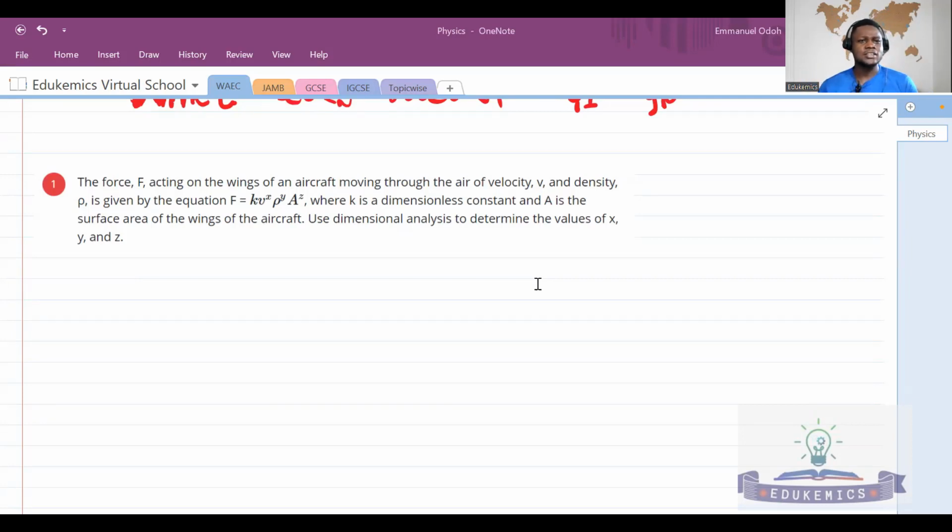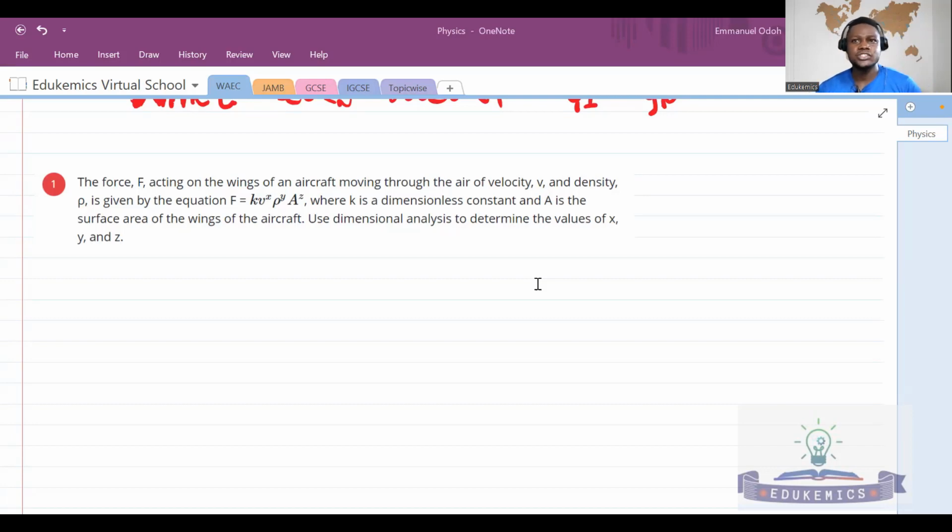This is a very interesting question. Very interesting. And we'll break this question down so that you will understand it and tackle similar questions that will come your way. So I'll begin by letting us know what dimension is in physics.